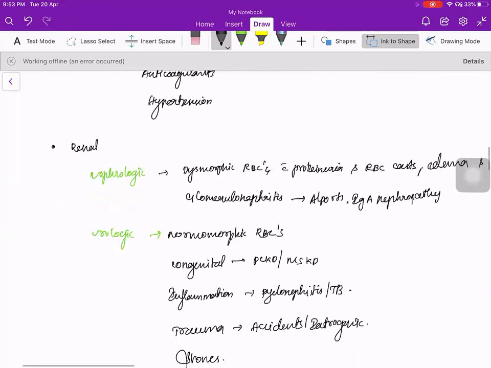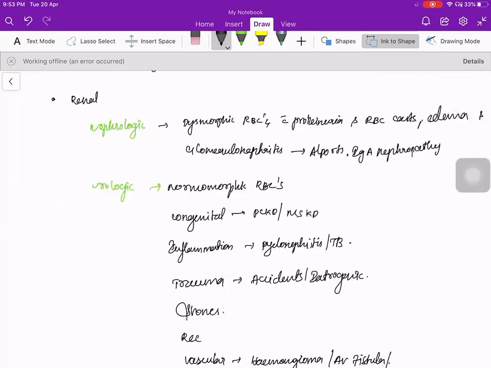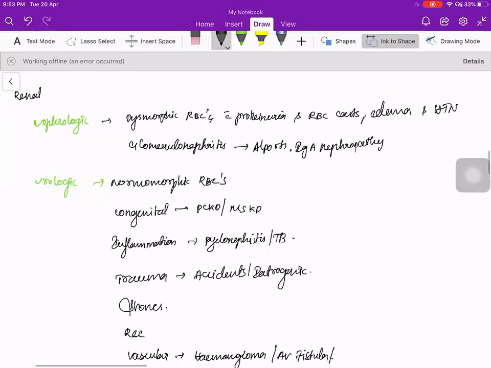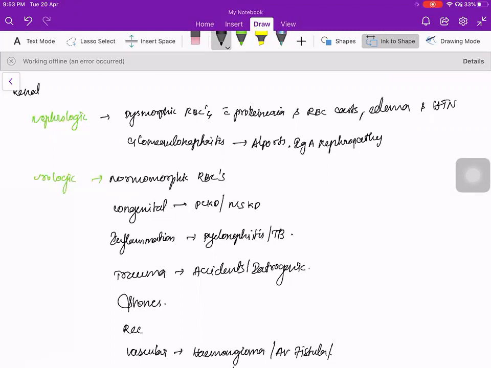What are all the renal causes? In renal causes, we have to differentiate and classify into two categories: there can be glomerular pathology, or non-glomerular pathology. If the patient has hematuria because of glomerular pathology, they'll have dysmorphic RBCs, because the RBCs pass through the glomerulus and the shape is altered. So there will be dysmorphic RBCs.